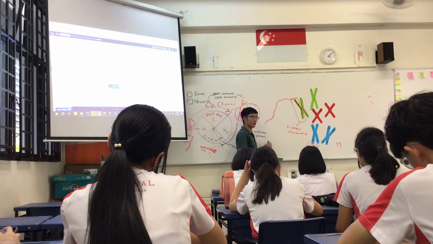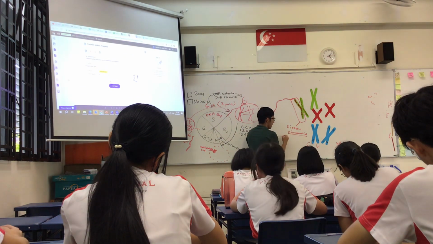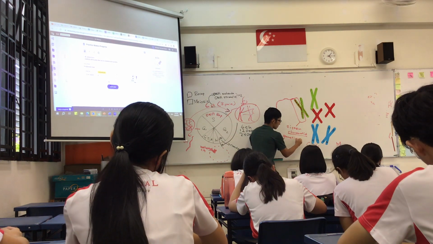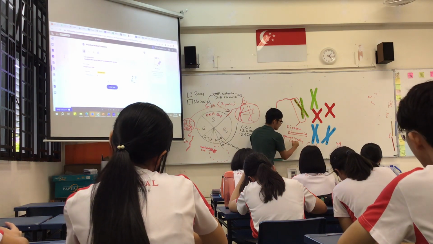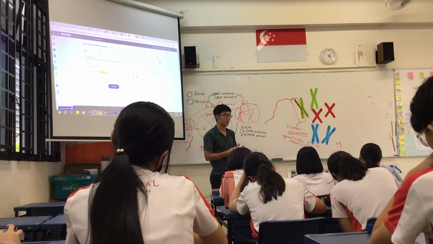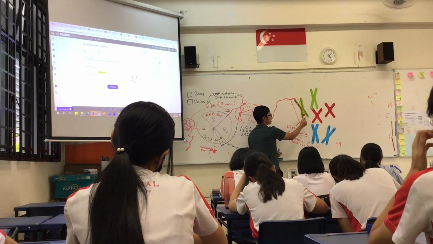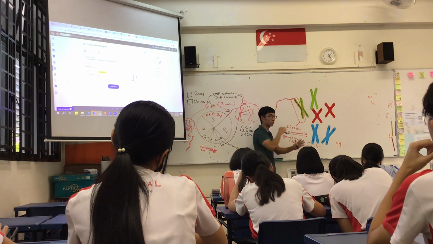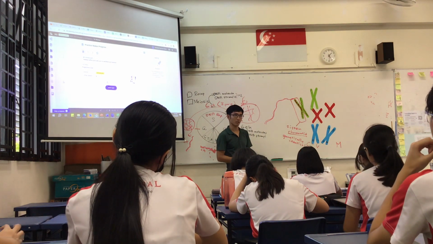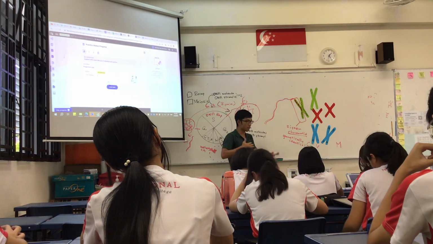Something that often comes up is that people tend to say that sister chromatids are genetically identical. But I wonder, when you saw this, whether it makes sense to you. Sister chromatids are identical to each other, genetically identical to each other. Does this make sense?